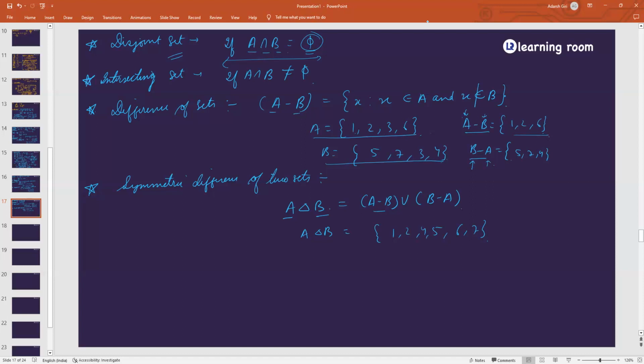What do we have to do next? We have to make a union. Union means combination. We just have to add all of these elements and make one single set, and that will be A delta B. Understood? Yes, sir. Okay.